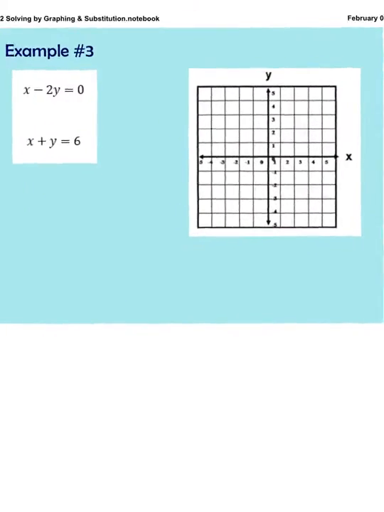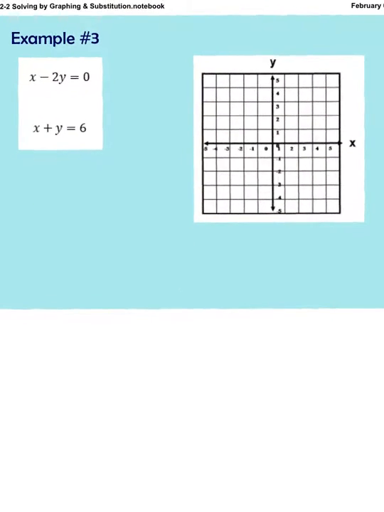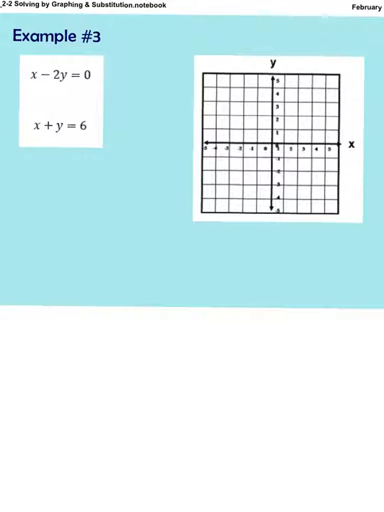Now in this example, number 3, you do not have your equation solved for y. So that is going to be your struggle for this one. So I'm going to solve this equation for y. I'm going to do my work down here on the bottom. So let me start with the first equation. I've got x minus 2y equals 0. So use your equation solving skills. We want to solve for y.